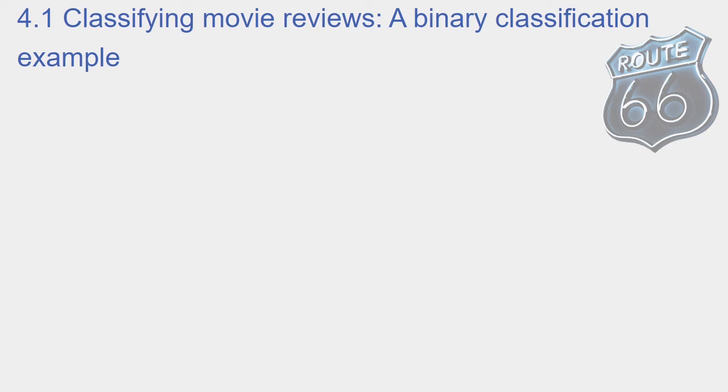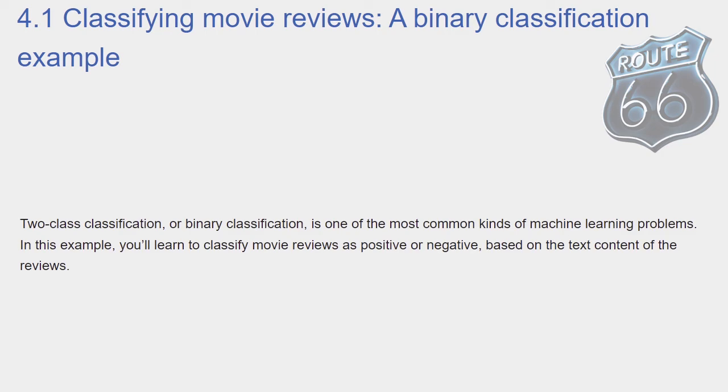Section 4.1. Classifying movie reviews, a binary classification example. 2-class classification, or binary classification, is one of the most common kinds of machine learning problems. In this example, you'll learn to classify movie reviews as positive or negative, based on the text content of the reviews.